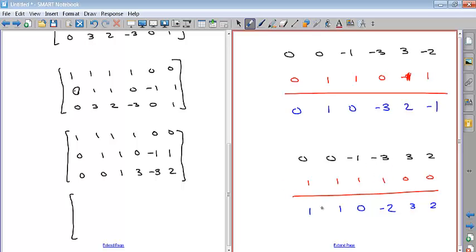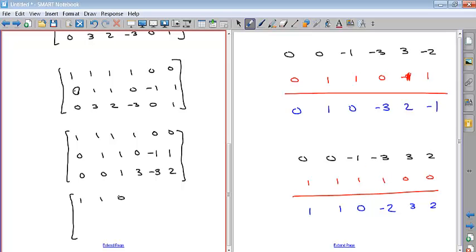Okay, now I'm going to replace the first row with that. So I'll get 1, 1, 0, negative 2, 3, 2. The second row is this. So I use that 0, 1, 0, negative 3, 2, negative 1. And the last row is the same because that's just what I want it to be. Like that.